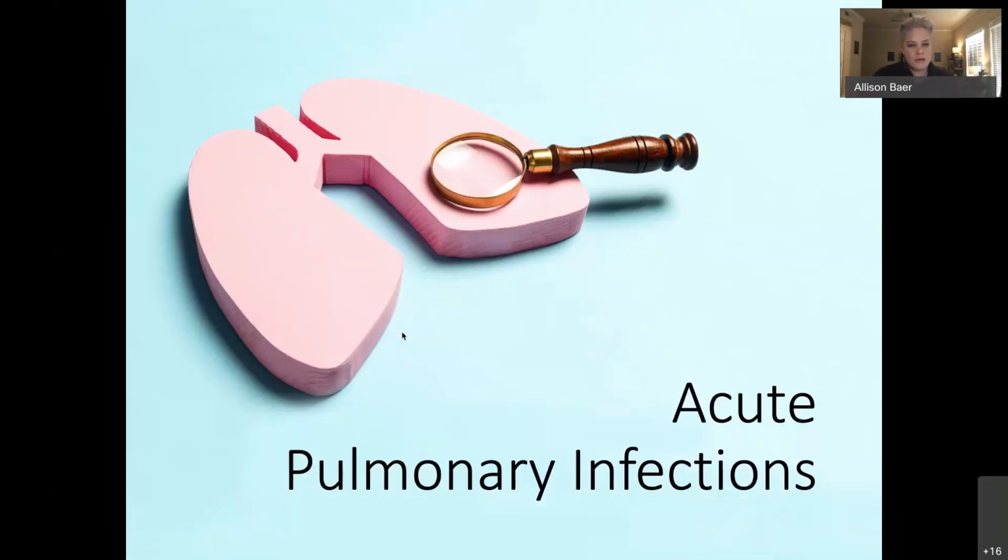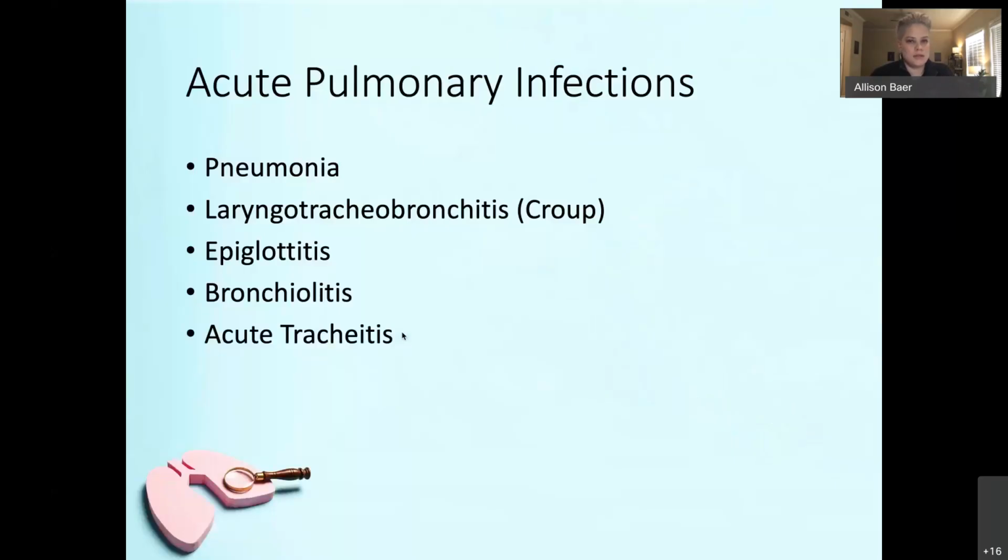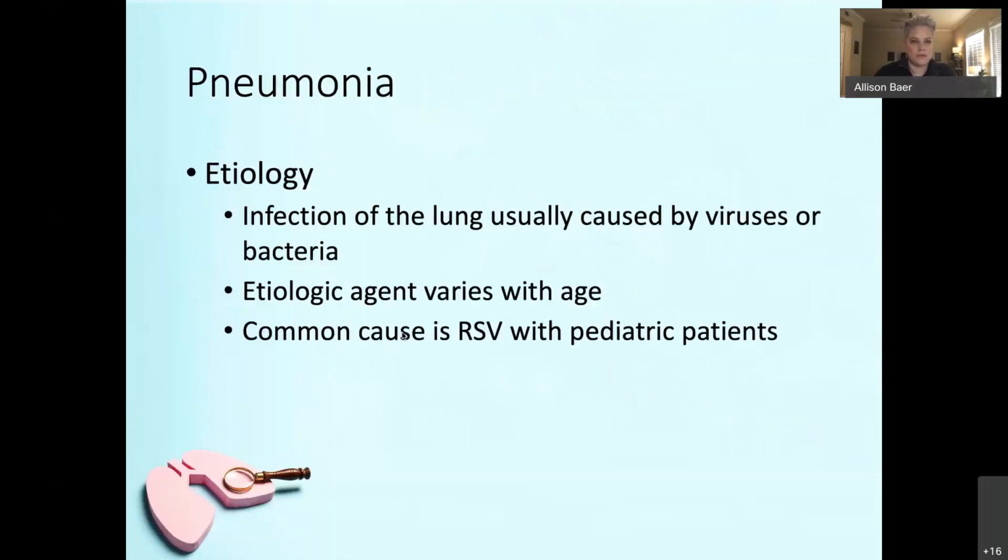Okay. All right, acute pulmonary infections. So this includes this group of things: pneumonia, croup, epiglottitis, bronchiolitis, and acute tracheitis. We'll go through each one. So pneumonia.